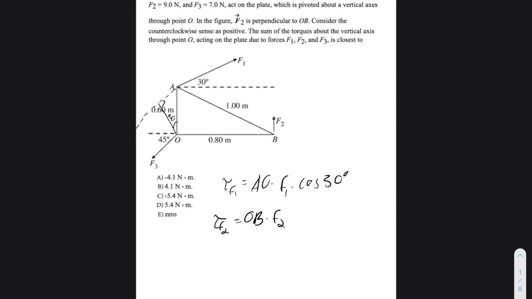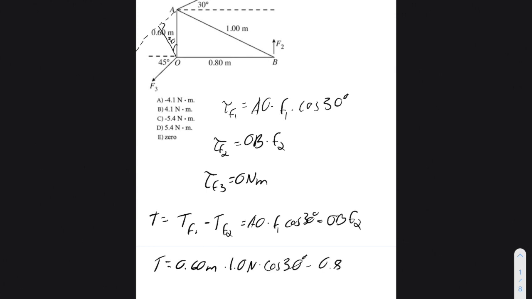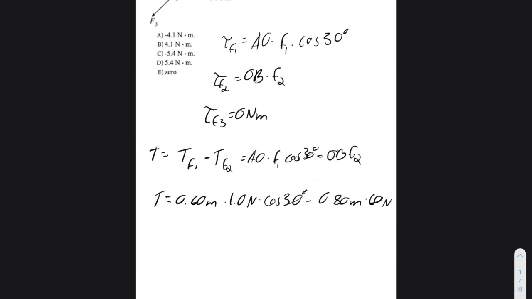Now let's look at force F2. Force F2 is in the opposite rotation. The direction is counterclockwise, and so that is OB times F2. Meanwhile, force F3 is applied right at point O. Therefore, the torque of this force is 0 newton meters. So the total torque is the torque created by F1 minus the torque created by F2. So let's calculate it. That's 4.2 newton meters, which is roughly 4.3 newton meters.